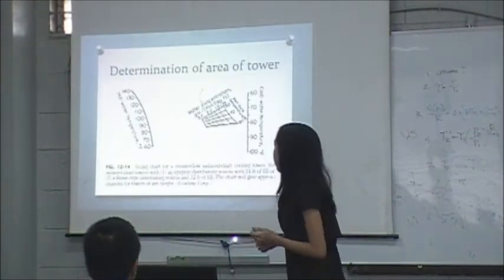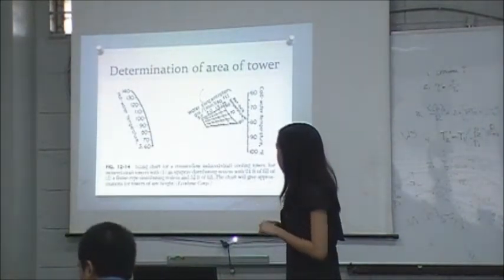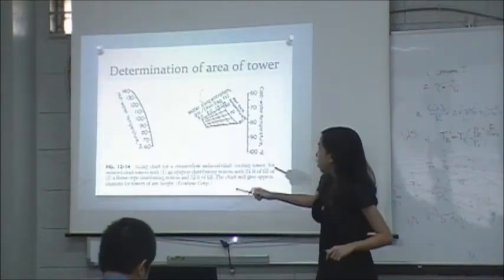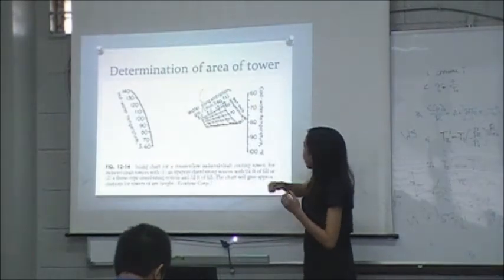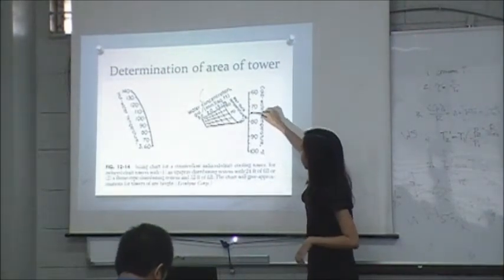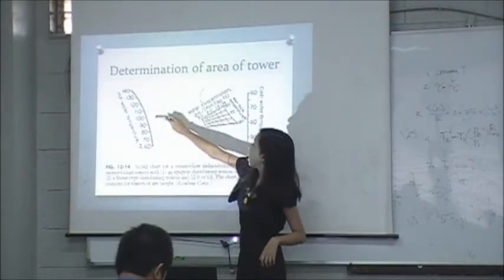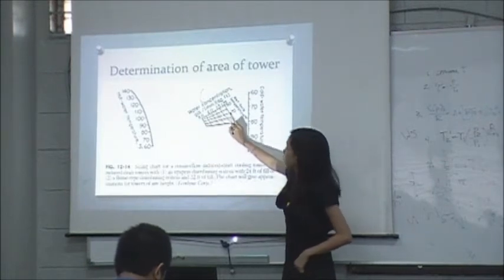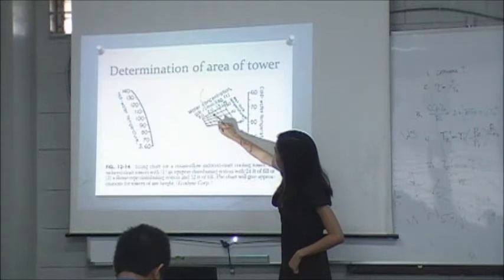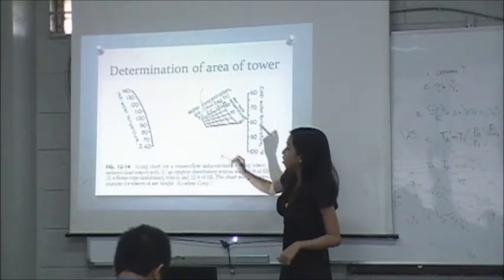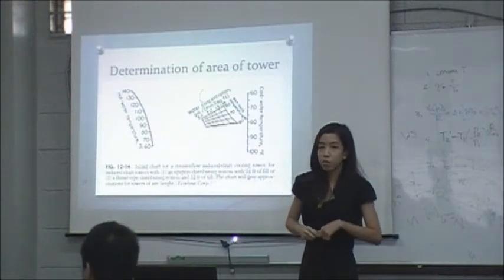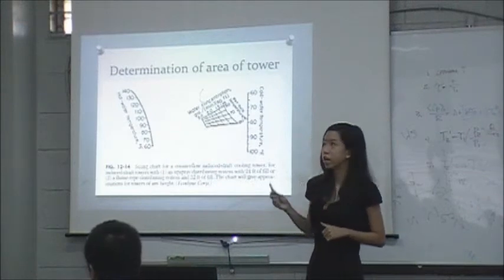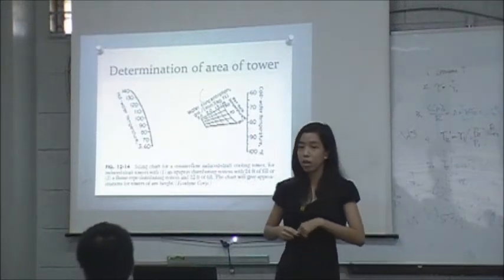So from this chart, we plot the 102 degrees Fahrenheit for the hot water temperature. And the cold water is 78 degrees Fahrenheit, which is here. We will connect the two points, and then they will intersect the 70 degrees, which is the wet bulb temperature, and the two gallons per minute per square foot of water concentration. Now the given is 2,000 gallons per minute. We can get the tower area by dividing the given water flow rate by the water concentration. We will get 1,000 square feet.